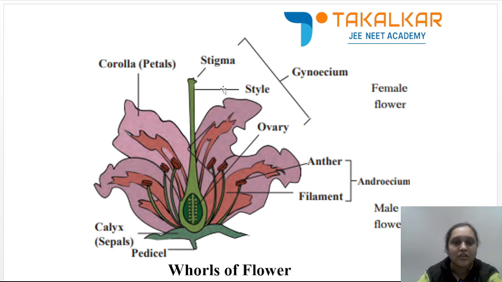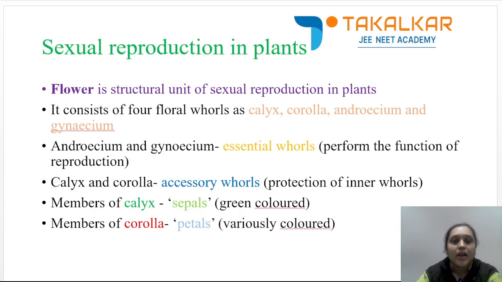So altogether, a flower possesses four whorls: calyx, corolla, gynoecium, and androecium. Androecium and gynoecium are called essential whorls because they perform the function of reproduction. While calyx and corolla are called accessory whorls, they just help in protection of the inner whorls.